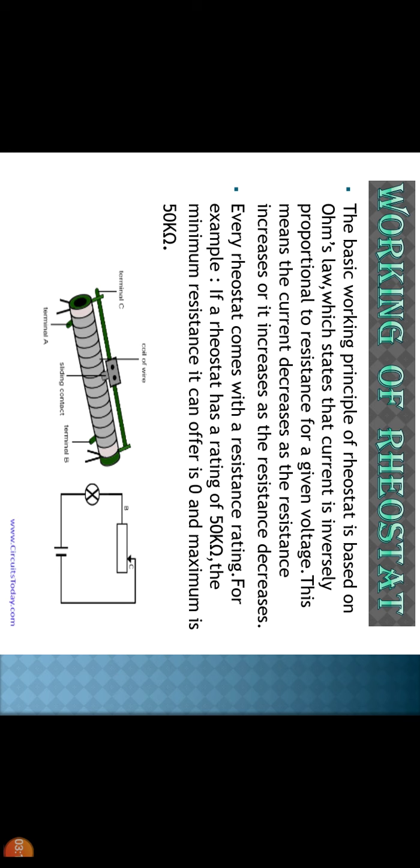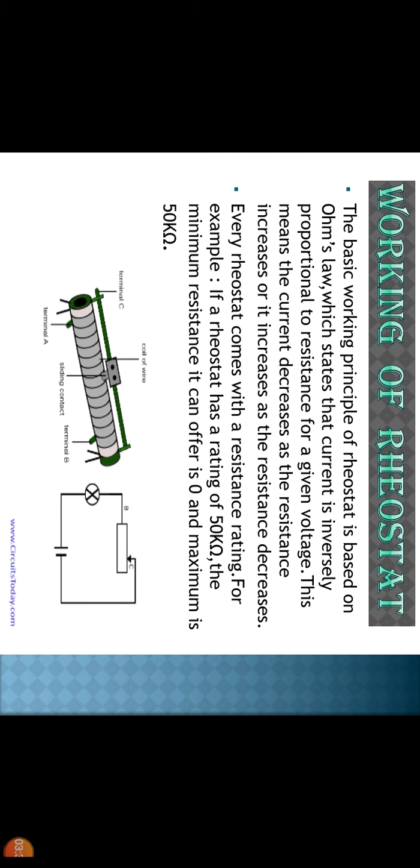Every rheostat comes with a resistance rating. For example, if a rheostat has a rating of 50 k ohm, then the minimum resistance it can offer is 0 and maximum is 50 k ohm. It is only an example, so its rating can be 100 k ohm, 150 k ohm, 25 k ohm, and then minimum will be 0 and maximum is the given value.